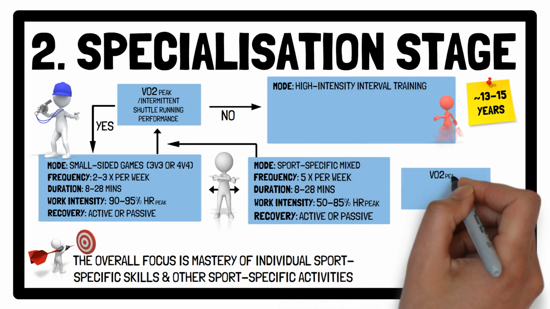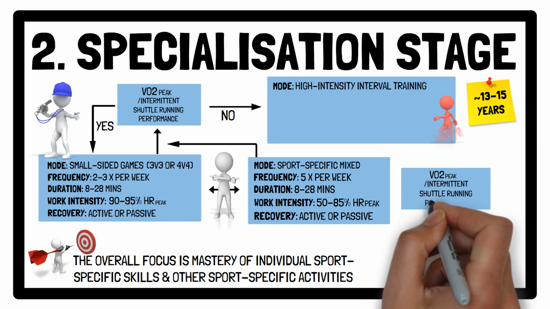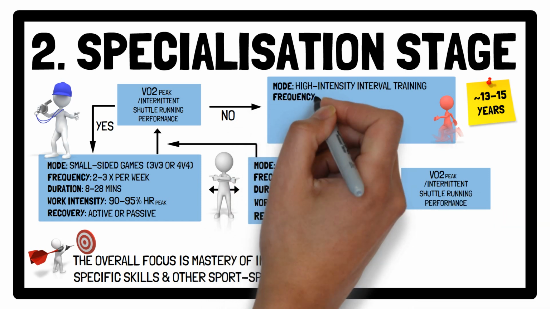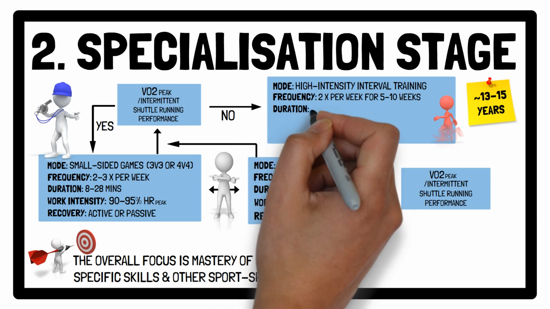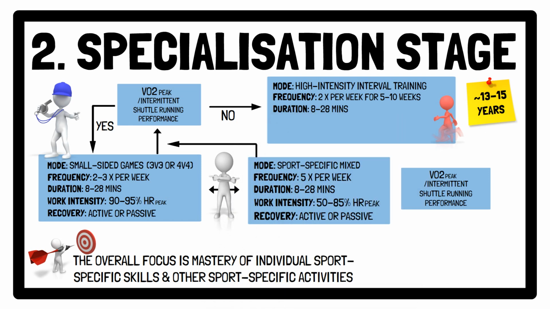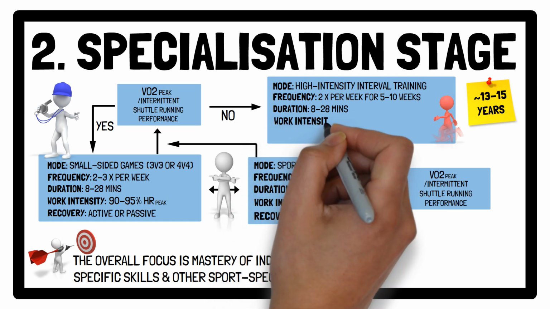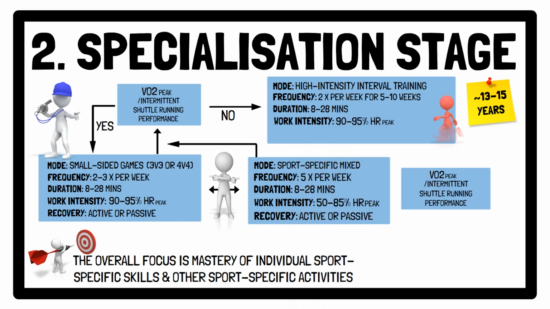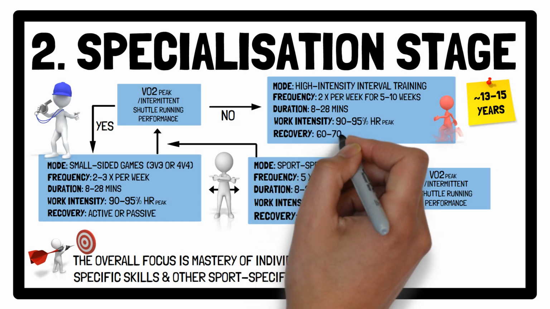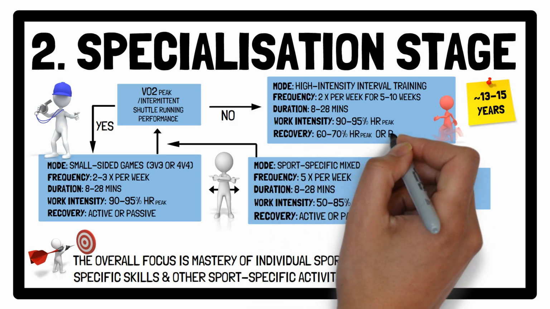If this is the case, it's recommended to prescribe HIIT sessions twice per week for blocks of 5 to 10 weeks, with sessions lasting between 8 to 28 minutes, while the work period can vary in duration from 30 seconds to 4 minutes, but intensity should be consistently high, for example between 90 to 95% of heart rate peak. Rest intervals should involve active, i.e. between 60 and 70% of heart rate peak, or passive recovery.